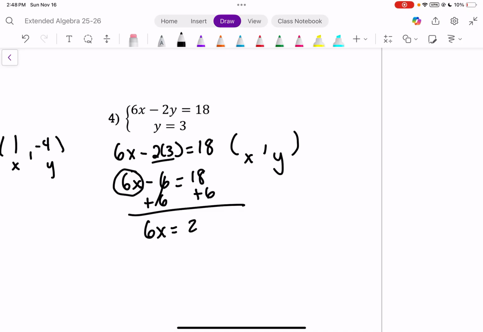6x would equal 24. I'm going to divide by 6. x would equal 4. So for my final answer, I have a 4 and a 3. Make sure that you're putting them in order, x, then y. So it'd be (4, 3) would be my solution.